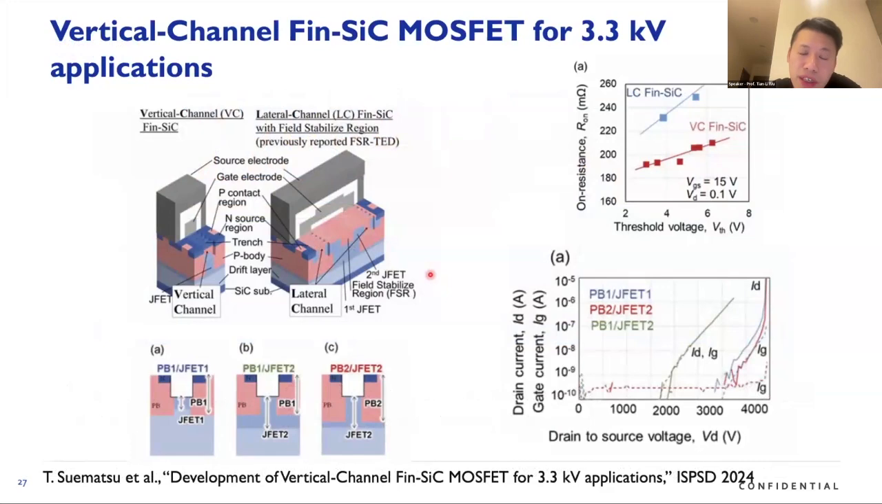Also in this year's ISPSD, the vertical channel thin silicon carbide MOSFET has been demonstrated, targeting the 3.3 kilovolt application. We can see that by considering this vertical channel thin silicon carbide, we can further reduce the on-resistance and also achieve very high breakdown voltage. So that's very promising for the 3.3 kilovolt application.